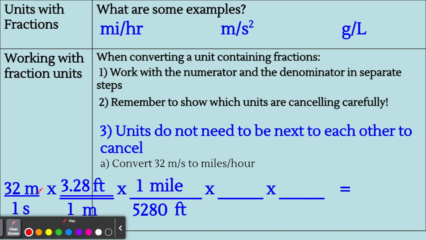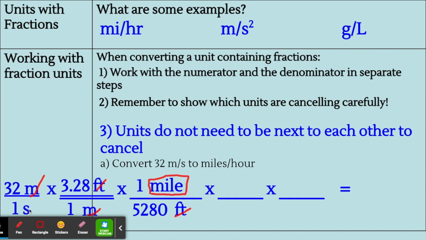Now that I've taken care of the top part of this, I can see that meters is going to cancel out with meters on the bottom. Feet is going to cancel out with feet on the bottom. And I'm just left with the unit that I need, which is miles. So I'm going to circle that final unit, knowing that I'm all good with the top. Next, I need to take care of the bottom now.